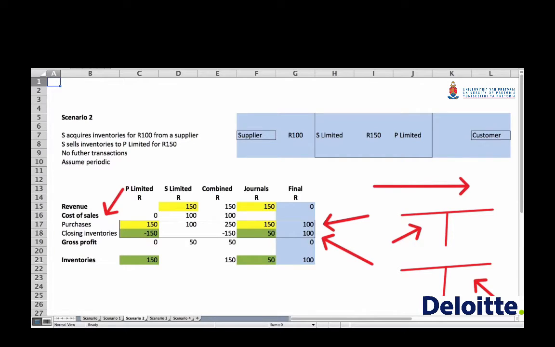These two accounts, though, together comprise cost of sales. A credit to cost of sales, reducing the expense, but increasing profits. Please take a moment to understand that before proceeding with this video.